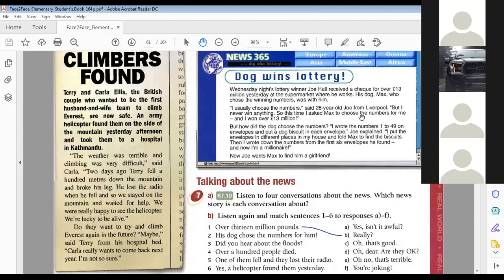Now Joe wants Max to find him a girlfriend. Yes. All right. Yeah. So what's the dog's name? The dog's name is Max. Yeah. All right. Najat, can you explain the last sentence? Explain it in another way. Yeah. Or tell us why. Why?